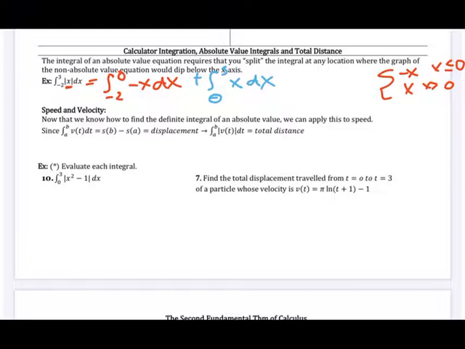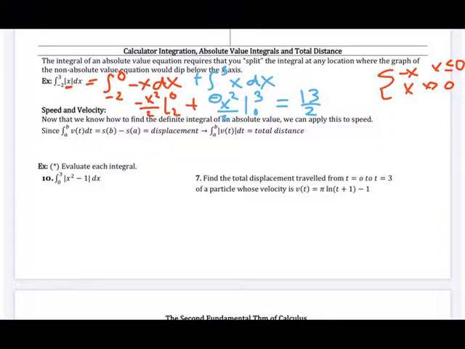Now, if we evaluated this, here we would get negative x squared over 2, evaluated from negative 2 to 0, plus x squared over 2, evaluated from 0 to 3. And when you do those and combine them, you end up getting 13 over 2. And you should pause the video and type that into your calculator and see if you get the same thing.